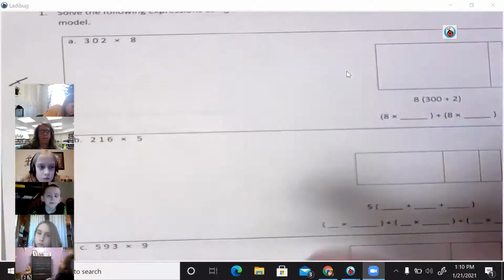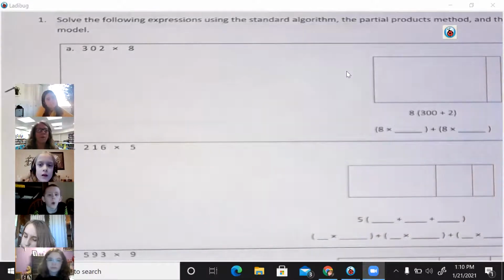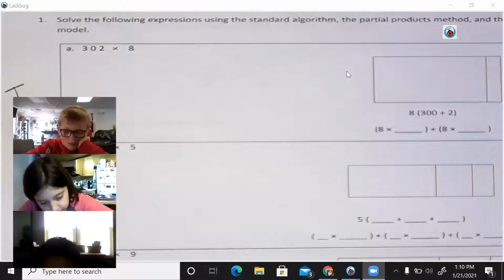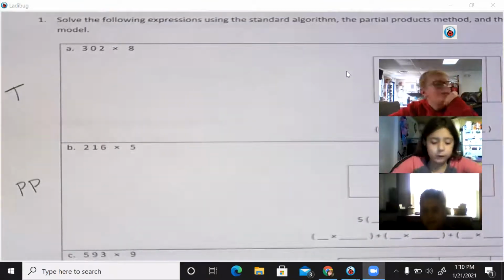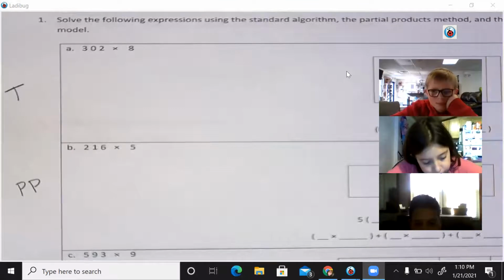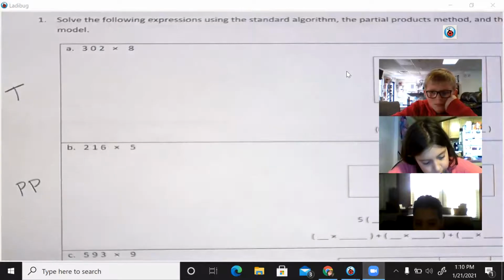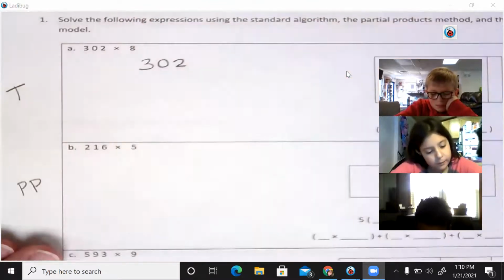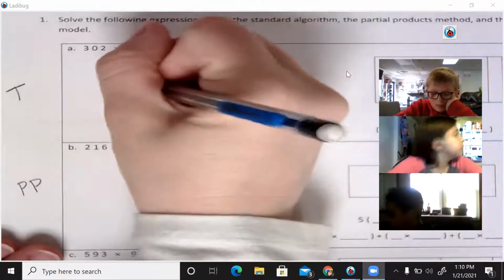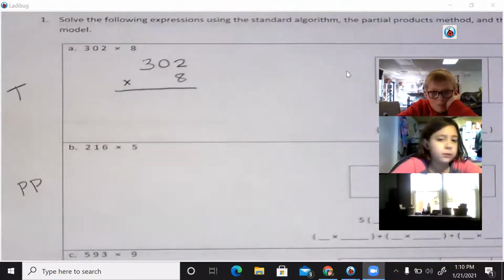Okay, let's go back to number 1. We've already decided that we're going to use the traditional method. So Sophia, how do I get set up for the traditional method? Can you hear me now? Yep. Sorry, my headphones aren't working. You're going to write 302 times 8. Okay, we're going to rewrite our problem going vertically, up and down.